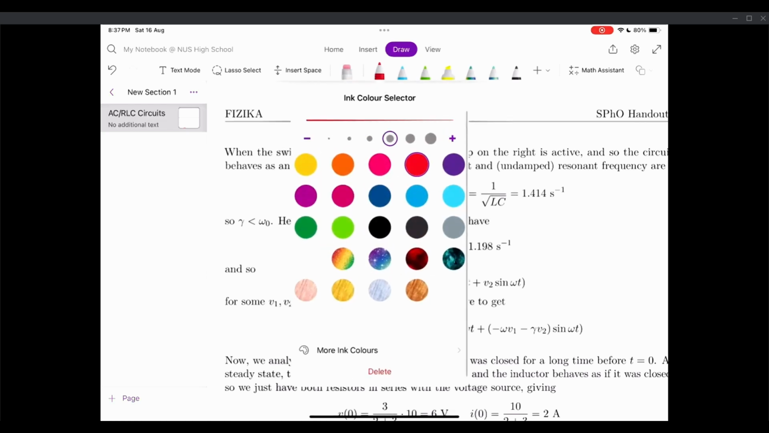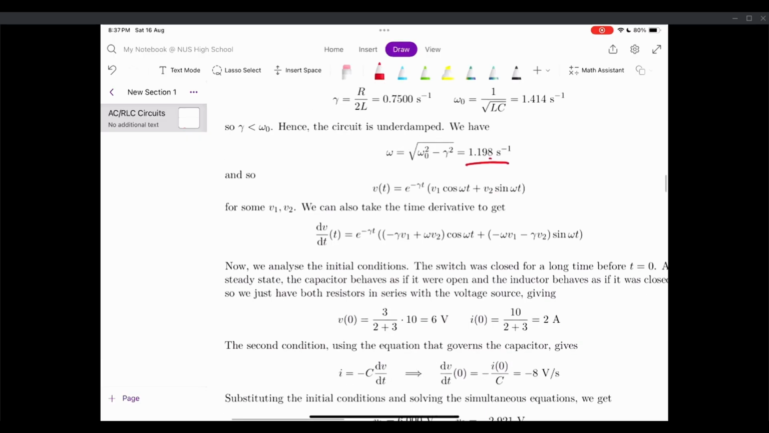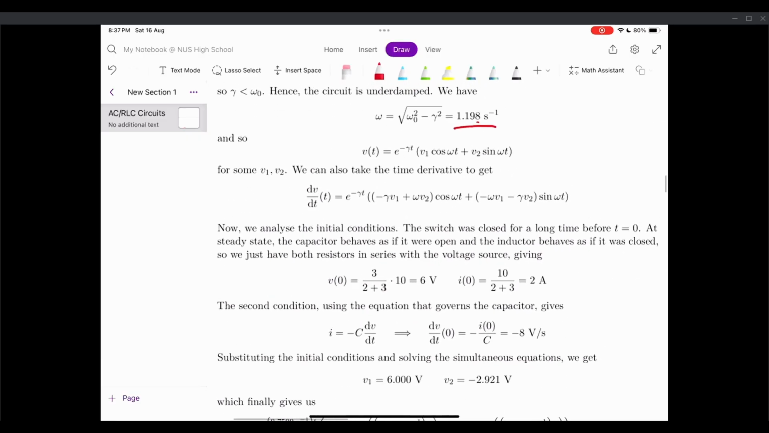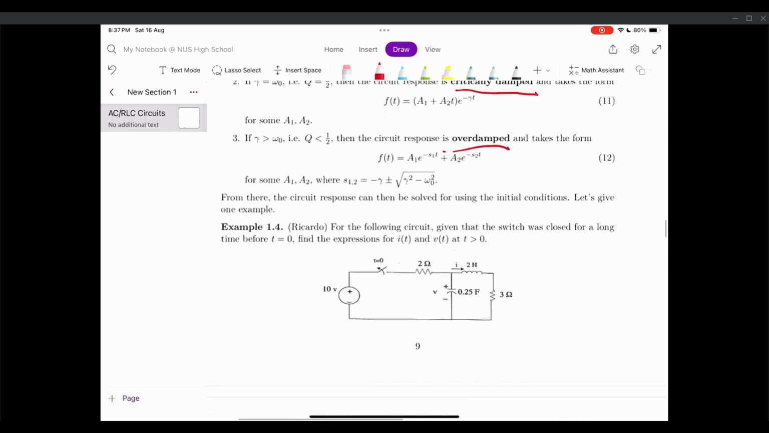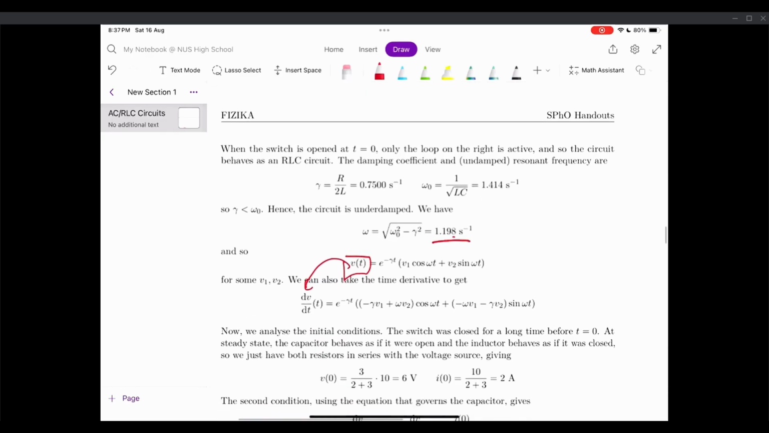And since your circuit is underdamped, you have your oscillation frequency to be this, and your VD to be this. And from there, this is your voltage. We can take the time derivative to get this. The reason we want the time derivative is that we can then apply our initial conditions, which is that your switch is closed for a long time before t equals 0 initially.